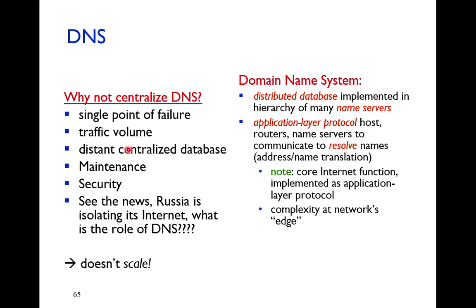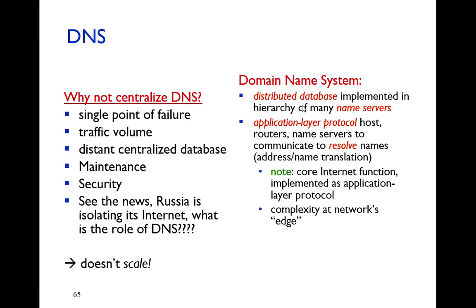It means that the centralized, single DNS system cannot work. It doesn't scale. Doesn't scale means that if there is a single system and we have billions or trillions of hosts on the internet, it will not be enough for a single DNS to handle it. So what should we do? We should use a distributed database.